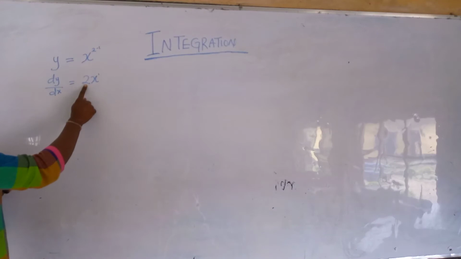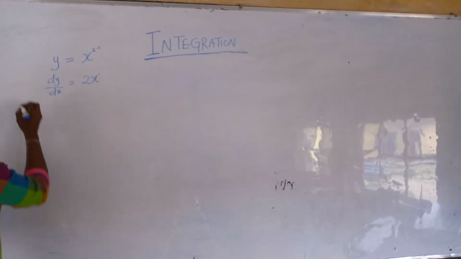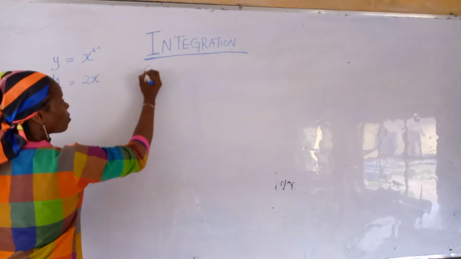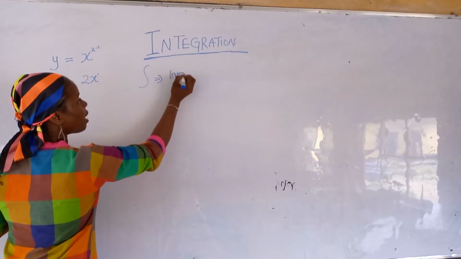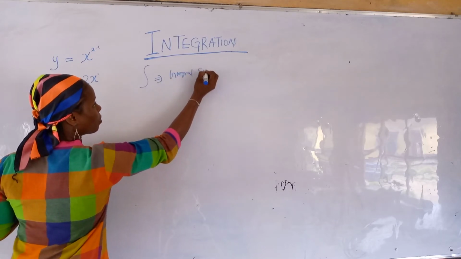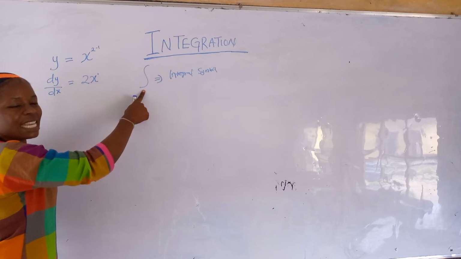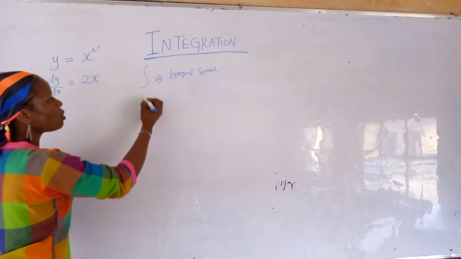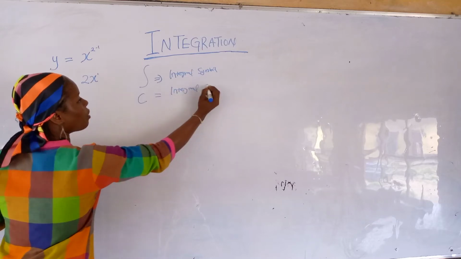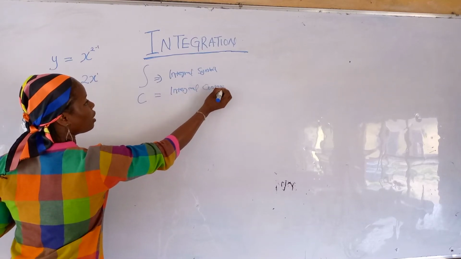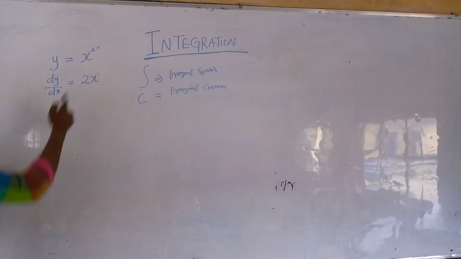If you are asked to integrate this function, the symbol for integration is this. Anytime you see this symbol, you know that this is the integral symbol, and this automatically tells you that you are asked to integrate that function. And we also have a constant. At the end of your integration, you always bring in the constant of integration.